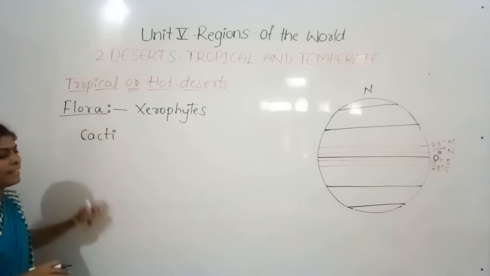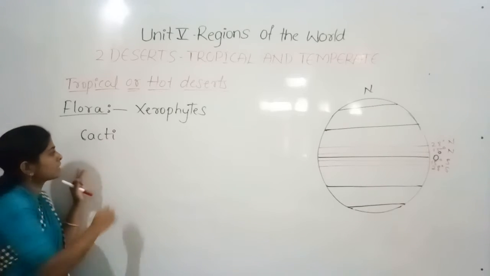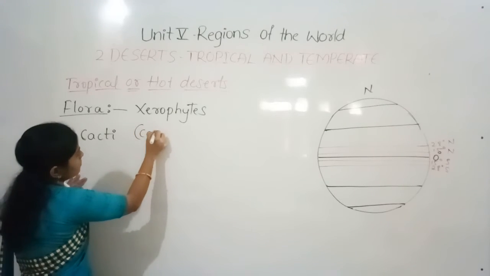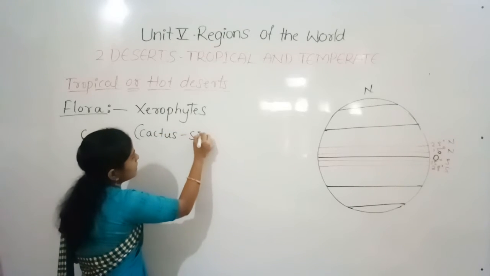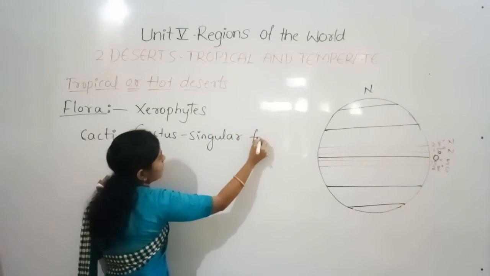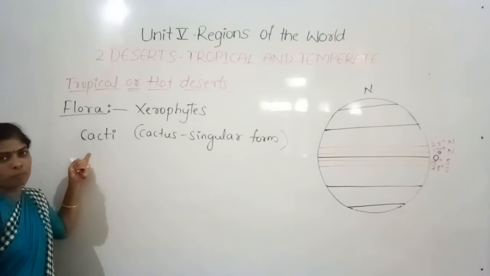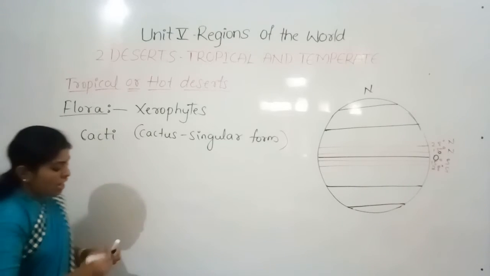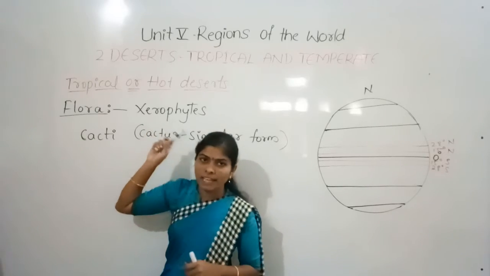Cacti is the plural form, and the singular form is cactus. Yes, you have learned about this. The cactus is the singular form of cacti. So these cacti are the kind of plants we can call xerophytes.